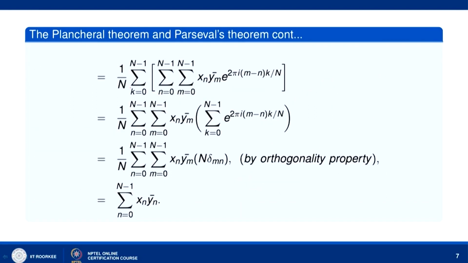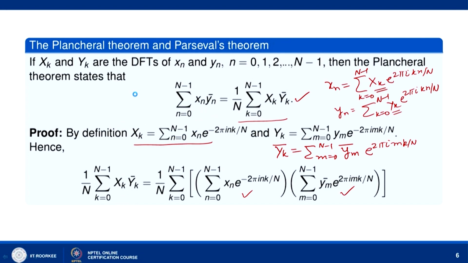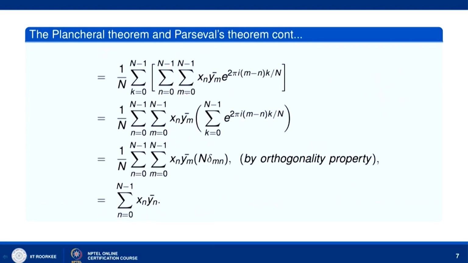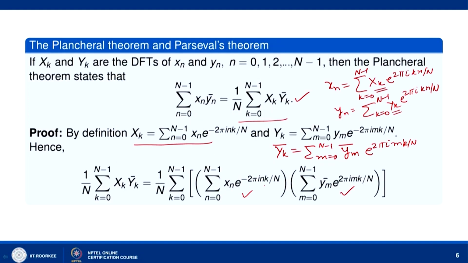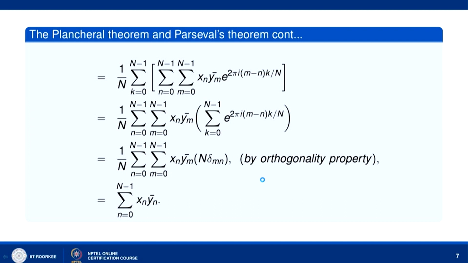So, 1 by n sigma k equal to 0 to n minus 1, we can write it as 1 by n sigma n equal to 0 to n minus 1, we put the two sigma together, sigma m equal to 0 to n minus 1, then x n by m bar, okay, x n by m bar e to the power 2 pi iota m minus n into k by n. Okay. So, e to the power 2 pi I m minus n into k by n. Okay. Now, so now these are all finite sums.